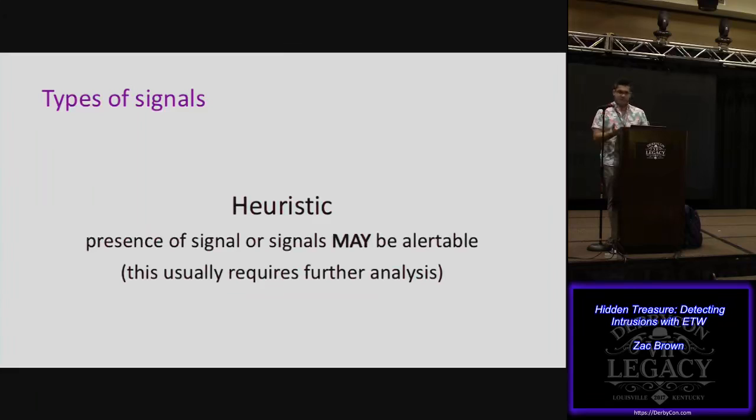Then we have our heuristic signals. I kind of alluded to this as well, talking about remote thread injection. These are low to medium fidelity signals, and they may indicate that something like a process is worth investigating more thoroughly, but they don't necessarily mean you need to call the on-call engineer at 2 in the morning. Heuristic signals are good for triggering analyses, but they're not good for triggering alerts. So again, this is that memory scanning algorithm that we were talking about.